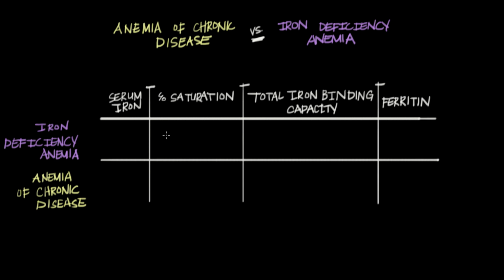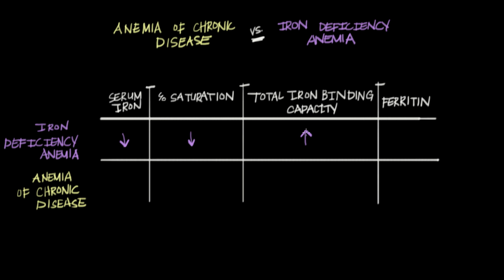And we already went through this for iron deficiency anemia, but let's just do it again for practice sake. So with iron deficiency anemia, you'd expect your serum iron to be decreased, right? Hence the iron deficiency part of it all. The percent saturation, or the percentage of total binding sites on the transferrin molecules that are actually occupied by iron, would also be decreased. The total iron binding capacity in iron deficiency anemia is increased.